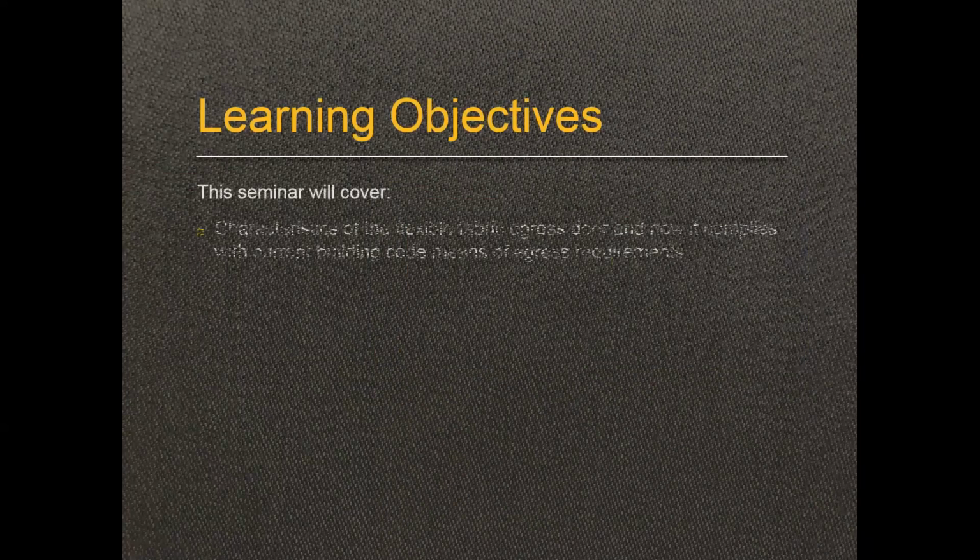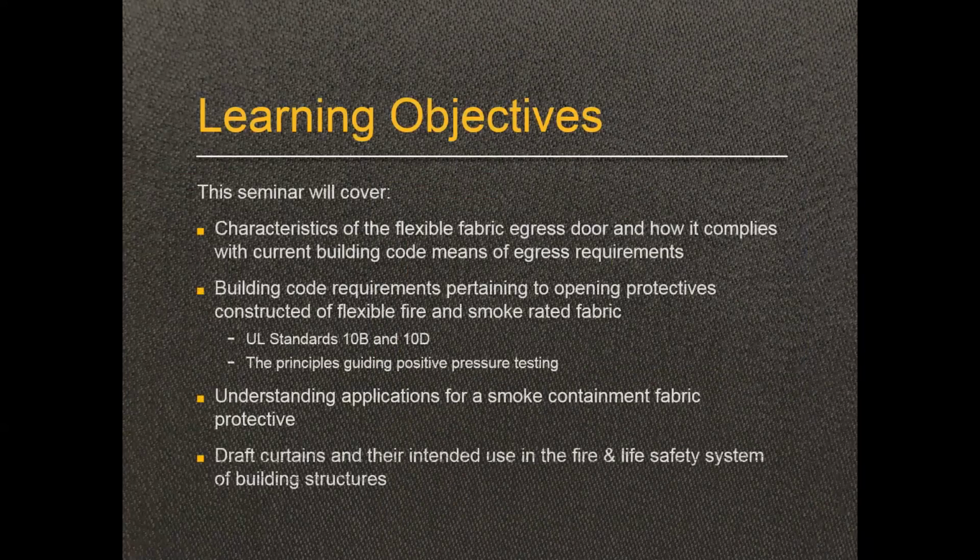Learning objectives are pointless, but we have to throw them up there anyway. So we're talking about this flexible fabric fire protective curtain product. And through that, we're going to talk about the UL standards. What's the difference between UL 10B and UL 10D, and why does that resonate amongst you folks? Why does that even matter? And talk about some applications, and then lastly, some different instances where you can and can't put this stuff.